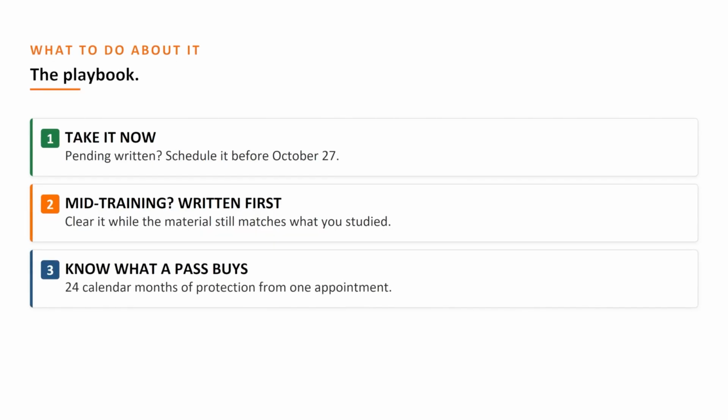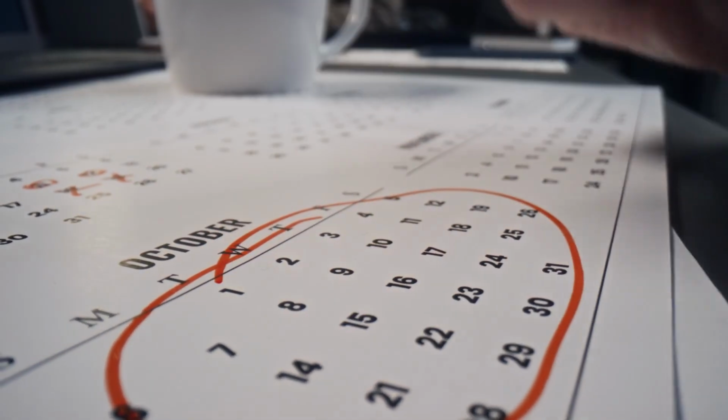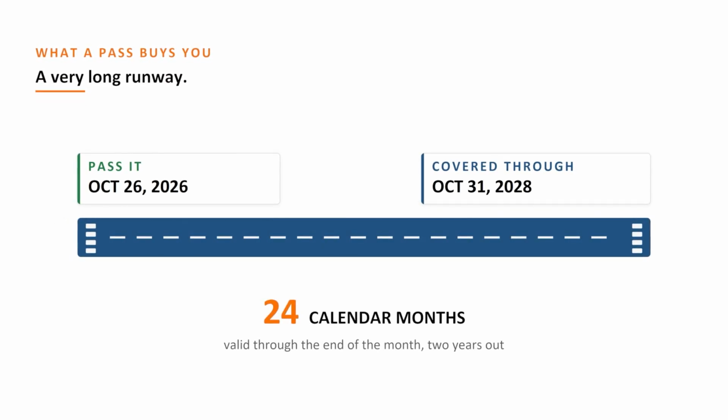Number 3, know what a pass buys you. Passing the knowledge test is good for 24 calendar months from the end of the month you take it. Pass it on October 26 and you're covered through October 31st of 2028. That is a very, very long runway. And there's no reason to be sitting on an unfinished written test with the kind of protection available to you on the other side of one test appointment.